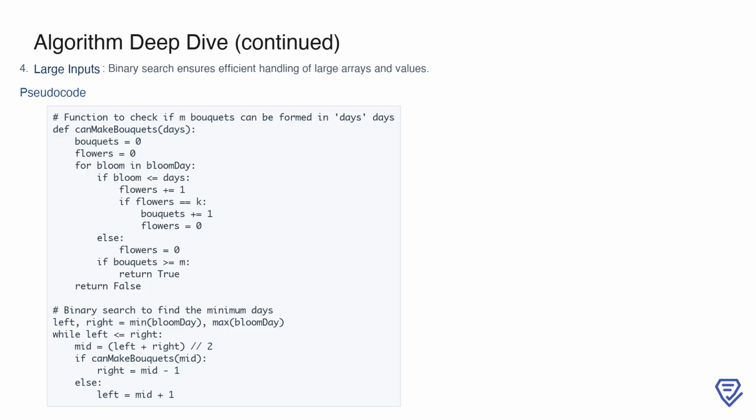When working with large arrays or values in bloomDay, binary search ensures efficiency by drastically reducing the number of days we need to evaluate. The pseudocode for this solution begins with a helper function, canMakeBouquets, which checks if it's feasible to form m bouquets in a given number of days. It iterates through bloomDay while tracking consecutive bloomed flowers and counting bouquets. The binary search logic adjusts the range based on the feasibility result, narrowing down until the minimum day is found or confirming no solution exists. This structured approach ensures both clarity and performance.